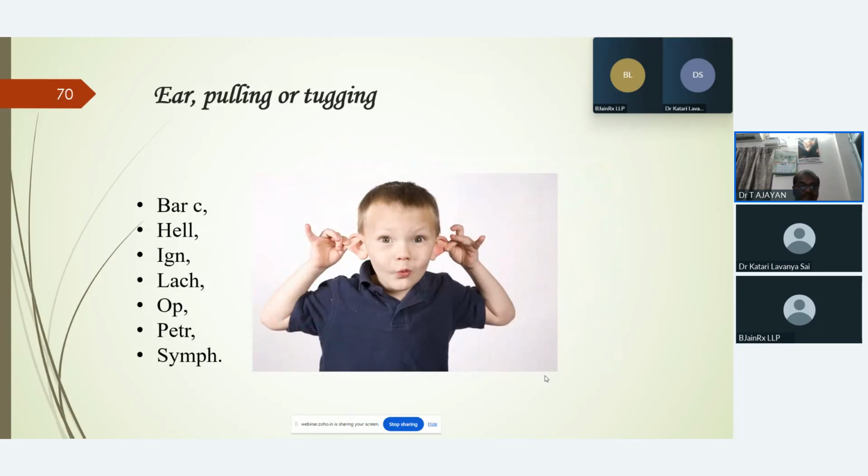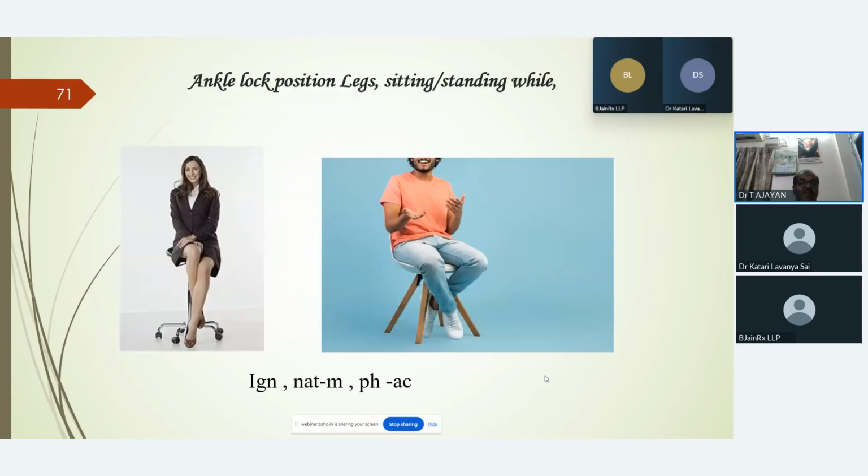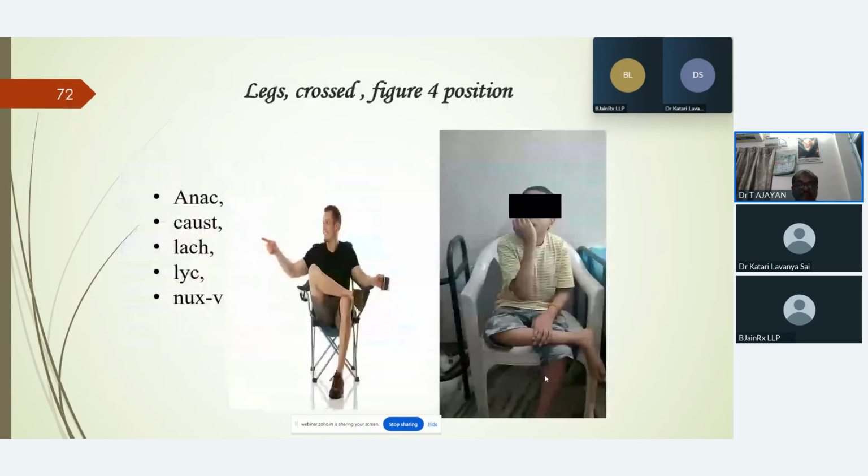The child always presents like this. A few drugs are there: Baryta carb, Helleborus, Lachesis, Opium, and Symphytum. Look at the angle lock position while sitting: Ignatia, Natrum muriaticum, and Phosphoric acid. Then listen, the previous video clipping, the first video clipping, had this presentation. Okay, you remember? Then cross their legs.